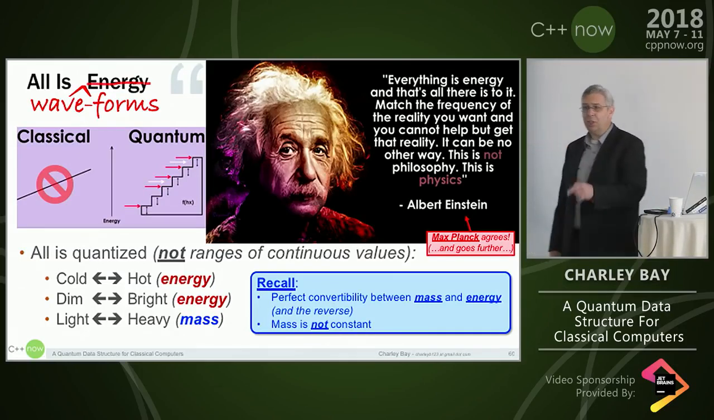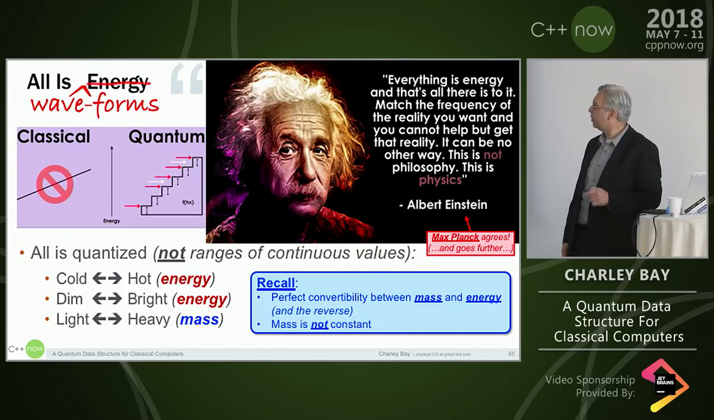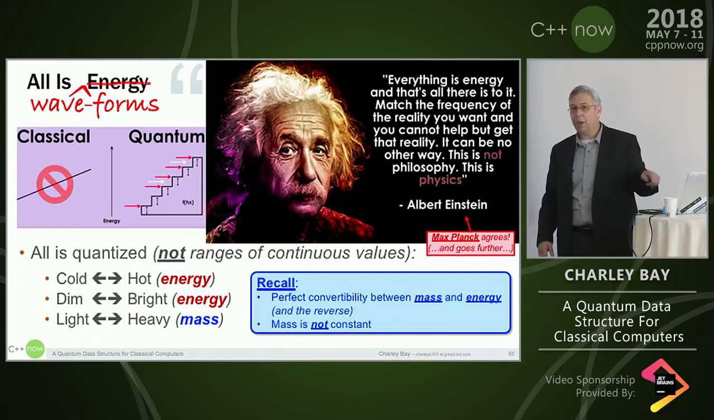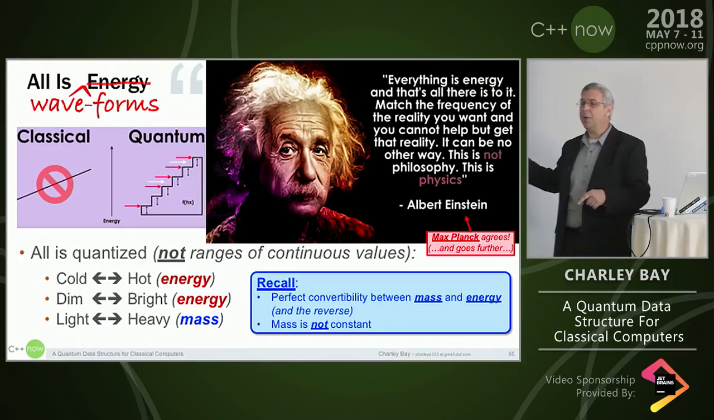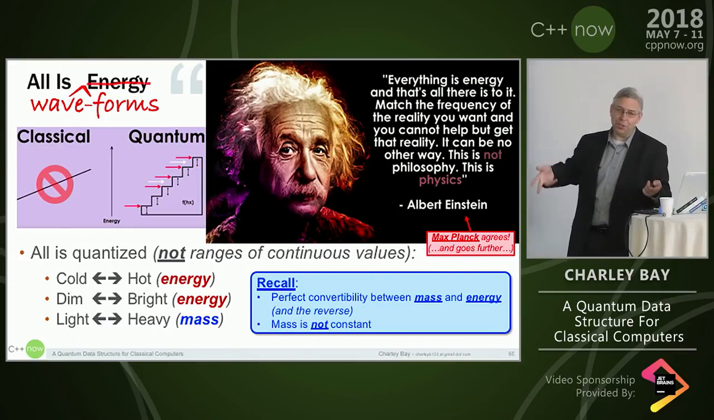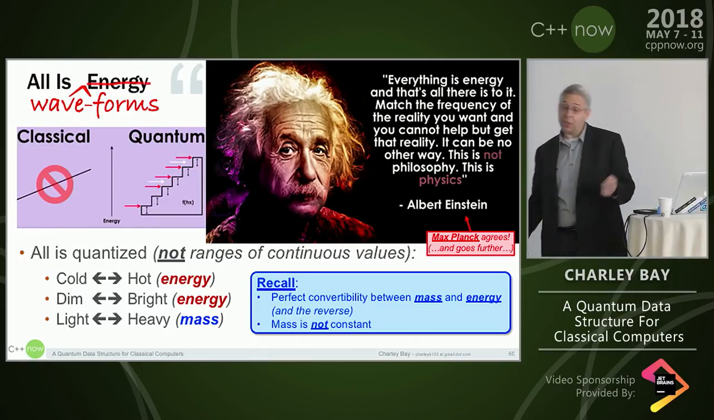Classical, that continuous range doesn't exist. Quantum, stair step, yep, that exists. And cold to hot, or dim to bright, or light to heavy, that's all the stair step thing. But notice that's both mass and energy, because they're perfectly convertible, and because the only thing that actually exists is waveforms, which we usually see as energy. But you can also present it as mass, that's kind of cool.